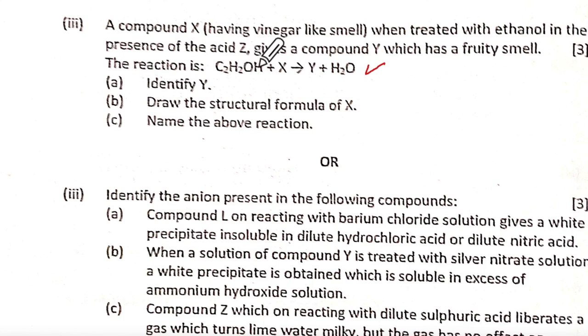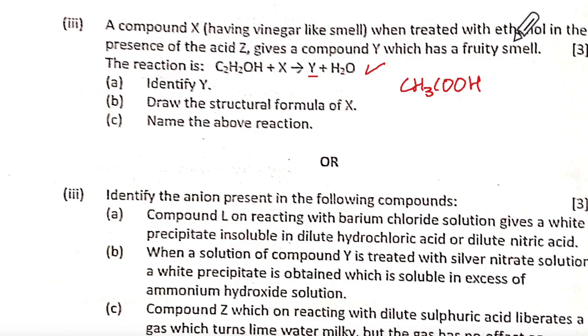Now identify Y. So this X is CH3COOH, acetic acid, correct? So Y is going to have this C2. Did they write C2H2OH? That is bad.